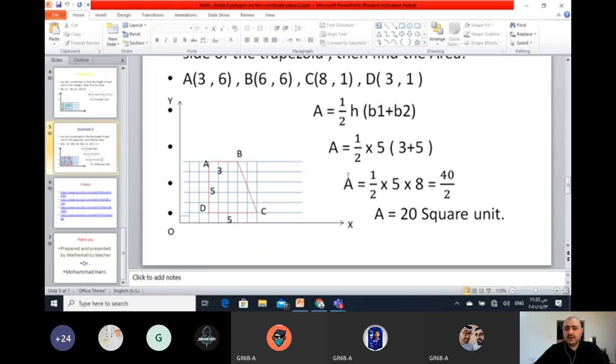So I can write now A equal 1 over 2 multiplied by the 5, multiply the operation here between parentheses will be 8. Then I can write 8 times 5 will be 40, times 1 will be 40, over 2. 40 over 2 means 40 divided by 2. 40 divided by 2 will be 20. So A equal 20 square units.